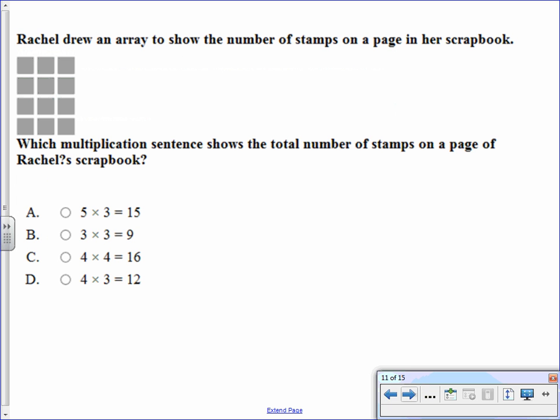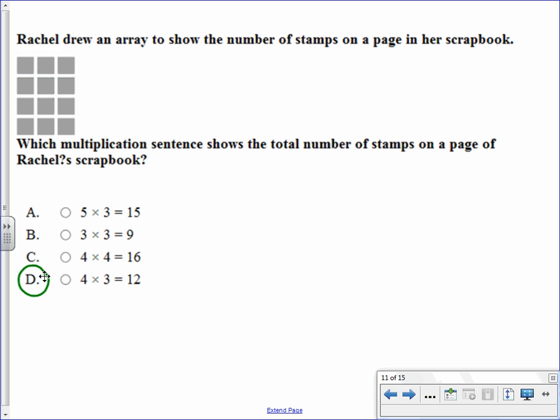Rachel drew an array to show the number of stamps on a page in her scrapbook. Which multiplication sentence shows the total number of stamps on a page of Rachel's scrapbook? So take a look at that array. See what we have there. Count the number of rows and the number in each row. Everybody should be able to find the answer. Michael, what is it? 3 times 4. Okay, so now look at the choices. Michael says 3 times 4. So look at the choices. Great, Michael. So you use the commutative property, flip-flop the factors, and we have 4 times 3 equals 12.